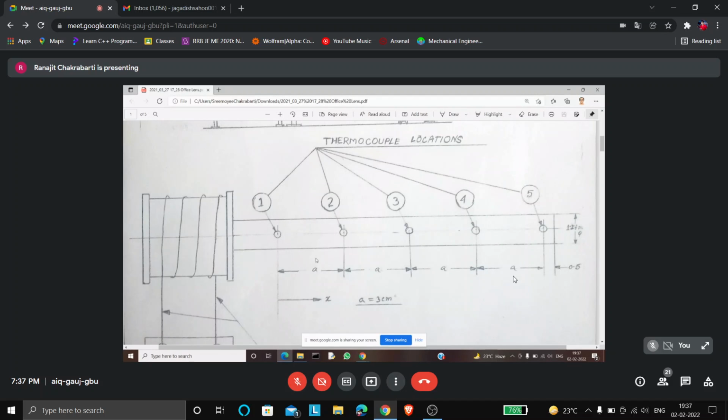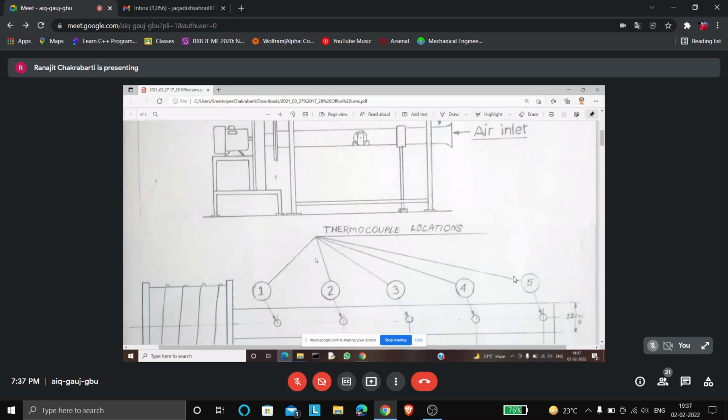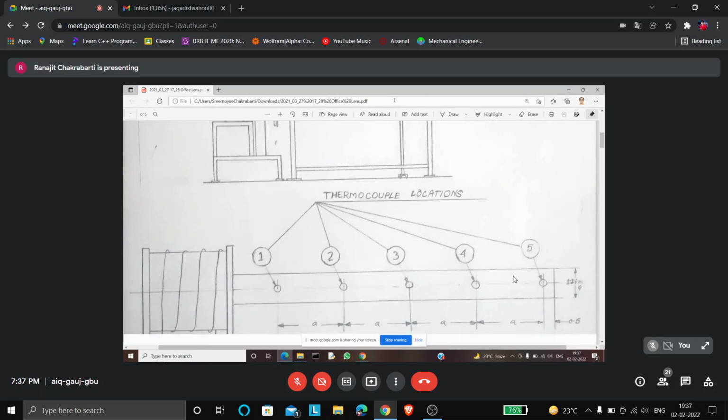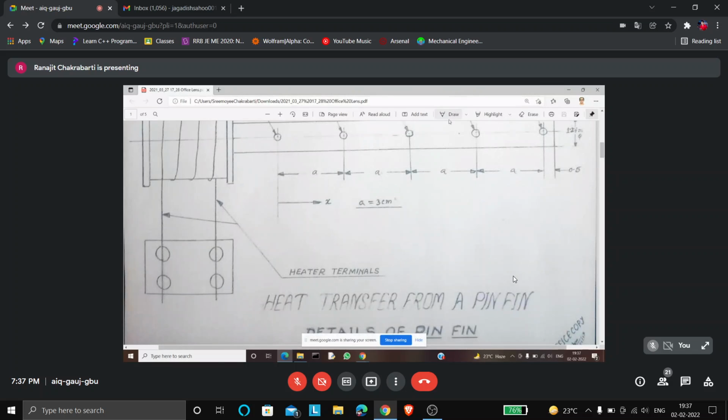So the experiment is about heating up this fin and maintaining steady state, and then recording the temperature at these 5 points, as well as the temperature of the air surrounding it, which we are also recording.